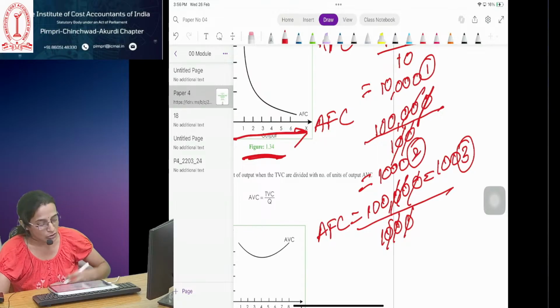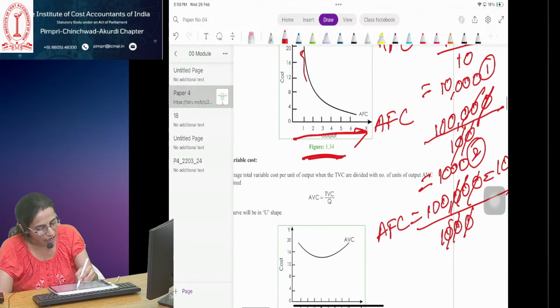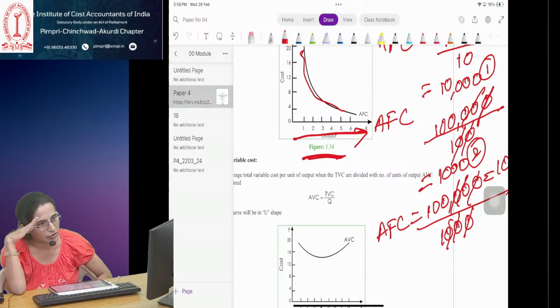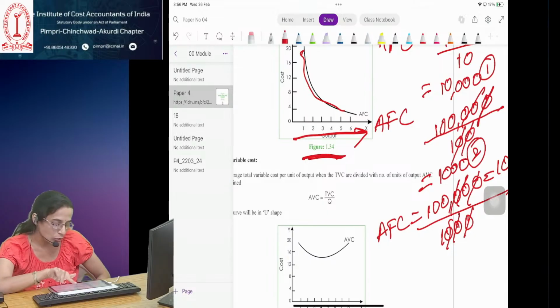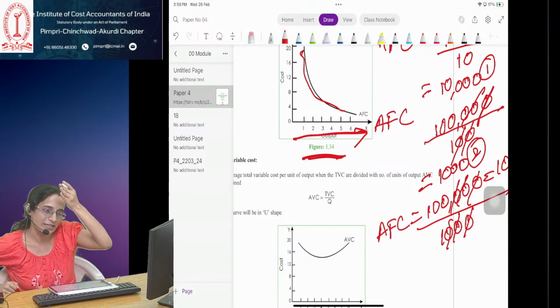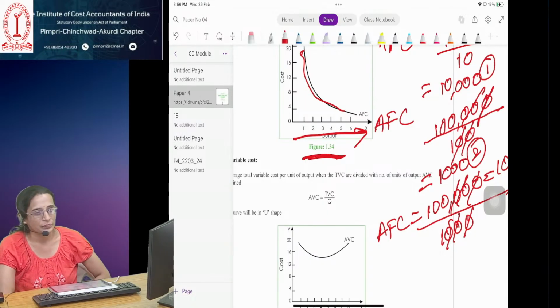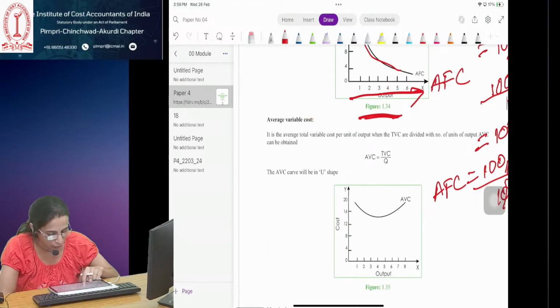Decreasing. Why? This curve is a rectangular hyperbola. The numerator is fixed, 1 lakh. Fixed cost will always remain fixed, but the denominator will go on increasing as the number of units of output of the organization increases. When the numerator is fixed and the denominator increases, the value we get keeps decreasing. So this curve goes on decreasing, right? Correct? Now we will move forward.